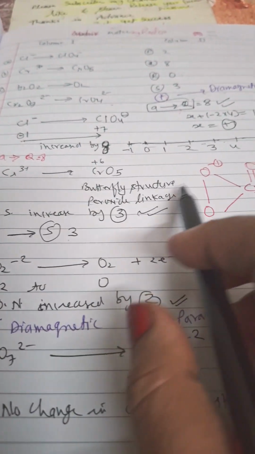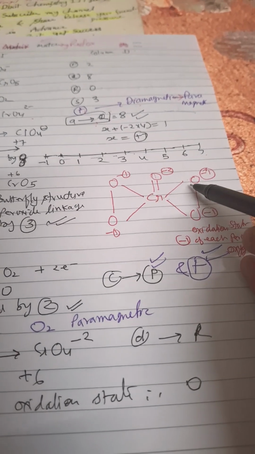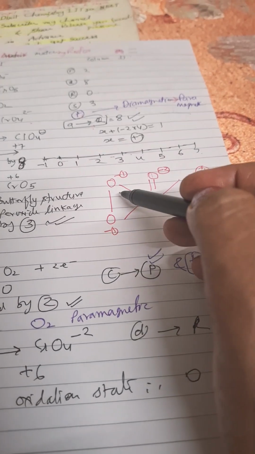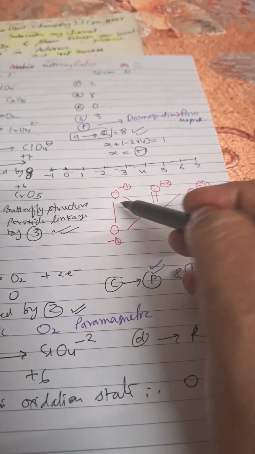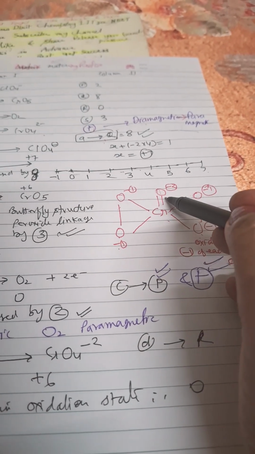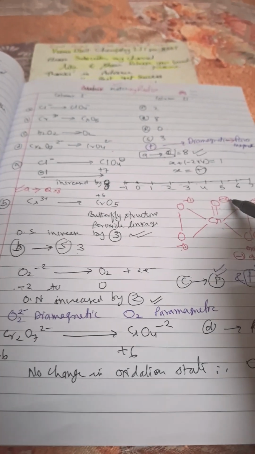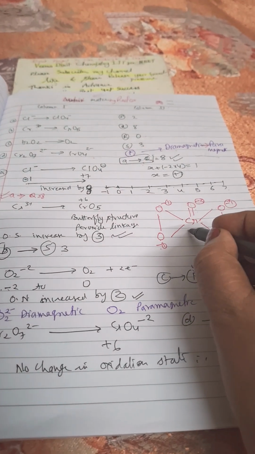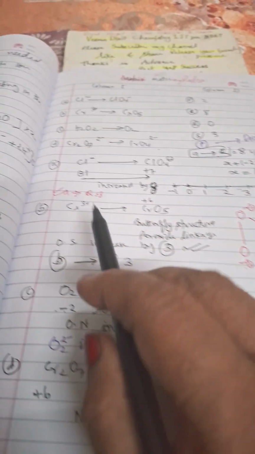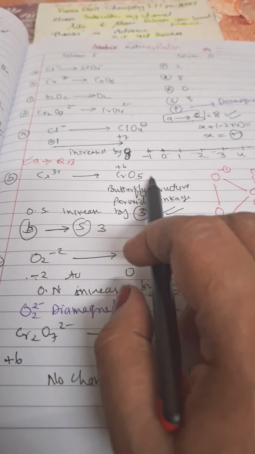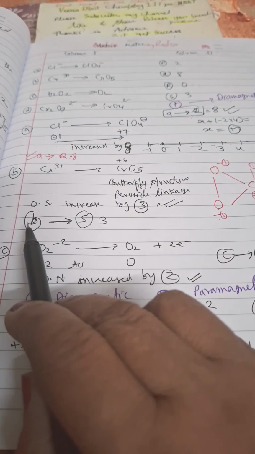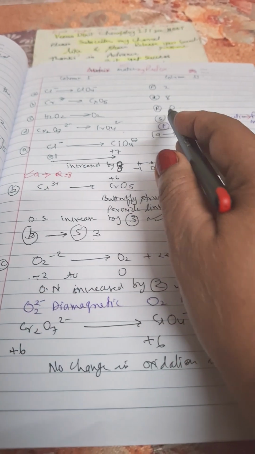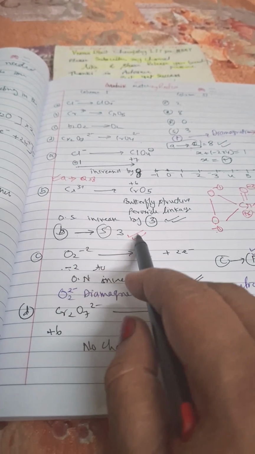Now second, Cr³⁺ to CrO₅. Here it is a butterfly structure. There is a peroxide linkage, these peroxide ions are there. Each peroxide oxygen carries -1, and the double bonded oxygen has -2 oxidation state. So total Cr has +6 oxidation state. So here Cr³⁺ goes to Cr⁺⁶, an increase by 3. So B has 3, that is S.